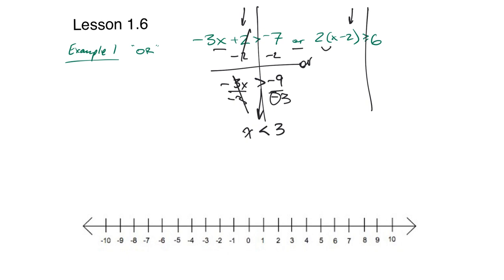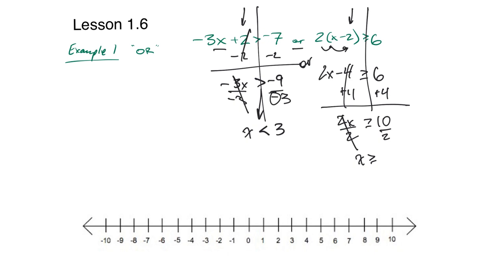first I distribute. So I get 2x minus 4 is greater than or equal to 6. I add 4 to both sides, and I get 2x is greater than or equal to 10. I divide both sides by 2. x is greater than or equal to 5. So I have x is less than 3. Because it's less than, I have an open circle and an arrow going to the left. x is greater than or equal to 5: I have a closed circle, closed dot, and then I go to the right.